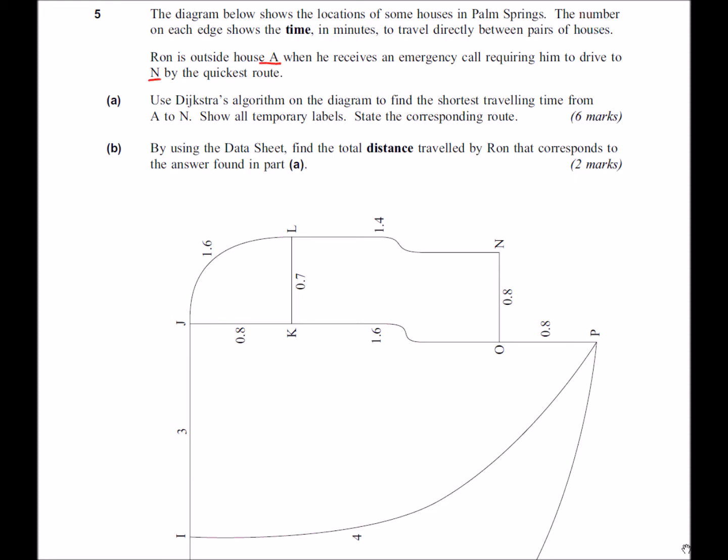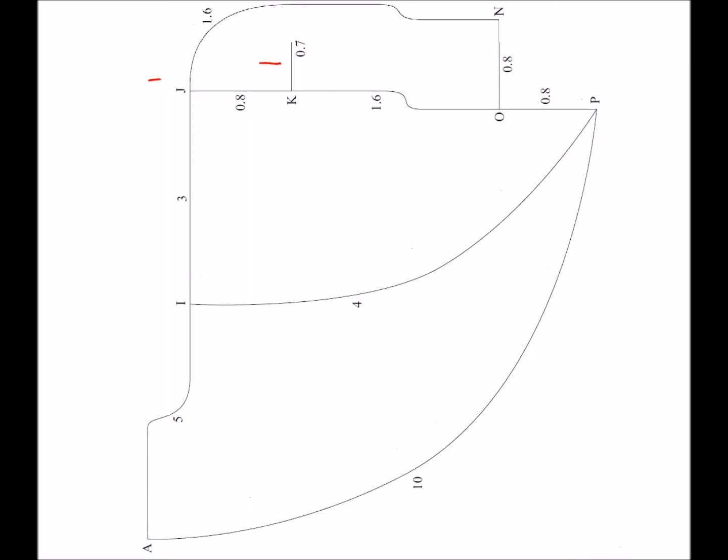Part A says use Dijkstra's algorithm on the diagram to find the shortest travelling time from A to N. Show all temporary labels that state the corresponding route. So here's our diagram, and we want to start at A and finish at N. Unfortunately, because of how my board's set up, this is going to be on its side, but I'm sure you can cope with it. So for Dijkstra's algorithm, we put a 0 where we start and put it in a box. And then we say, from there, where can I go?